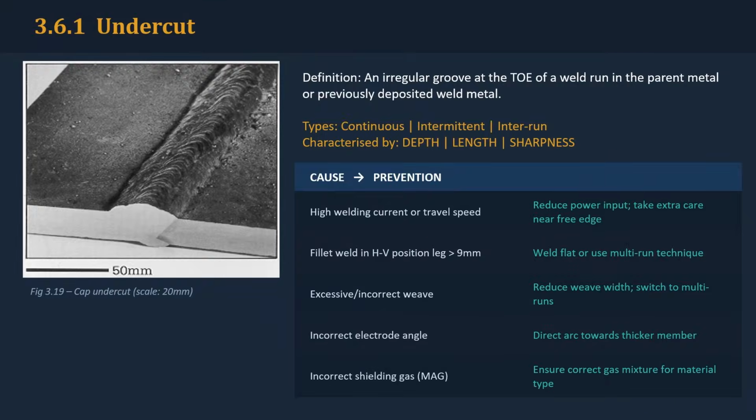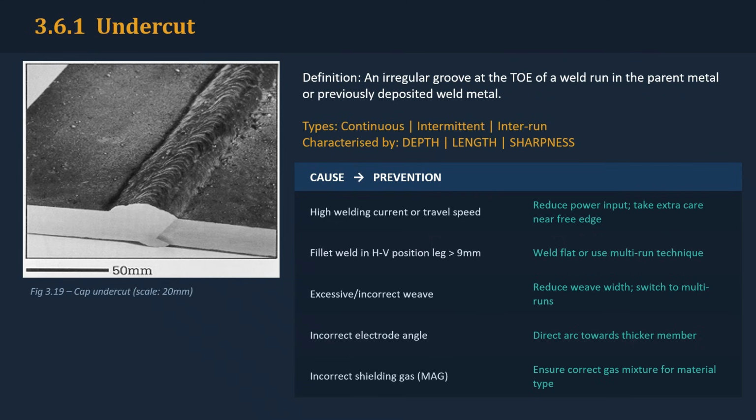Undercut is an irregular groove formed at the toe of a weld in the parent metal or previously deposited weld metal. It can be continuous, intermittent or associated with individual weld runs. For examination purposes, remember three characteristics: depth, length, sharpness. These are important because undercut can reduce effective material or weld geometry, while the sharp notch at the weld toe can create a stress concentration.